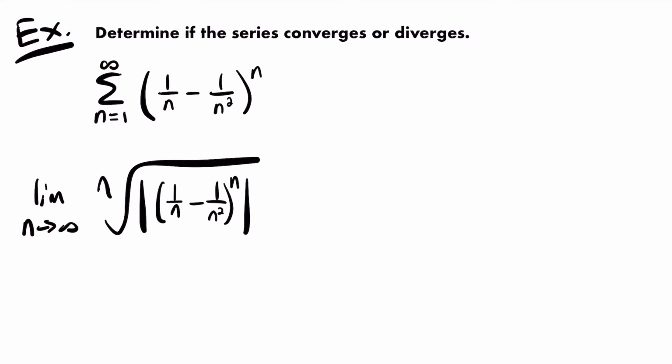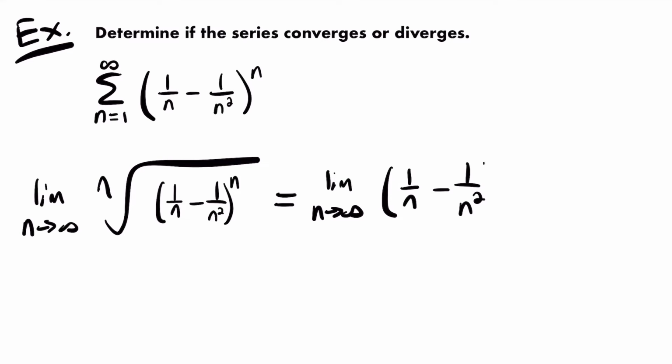So those absolute value bars are not necessary, and so this nth root is going to cancel out with this power of n. And so we're just going to have the limit as n approaches infinity of 1 divided by n minus 1 divided by n squared. All right, and now we're left with a pretty easy limit that we should be able to evaluate.